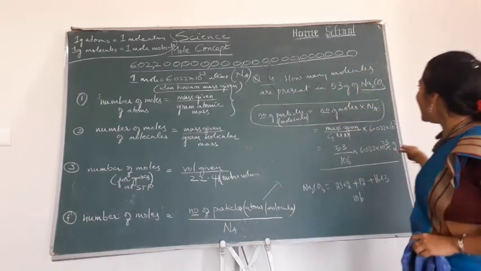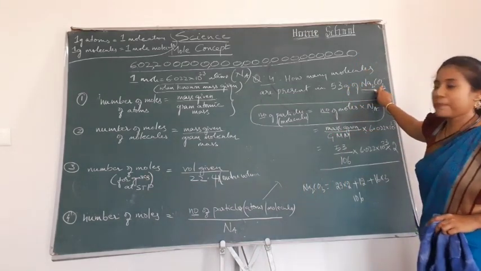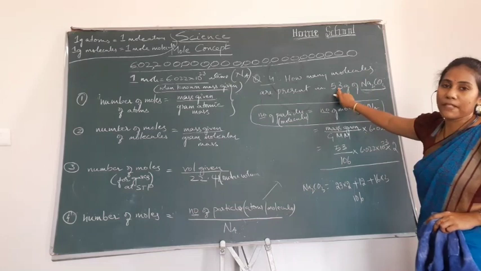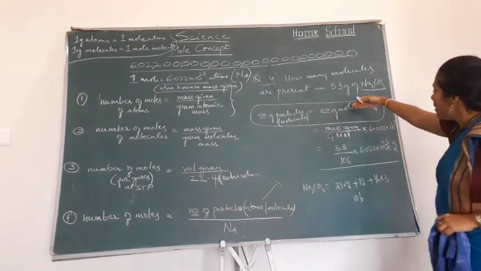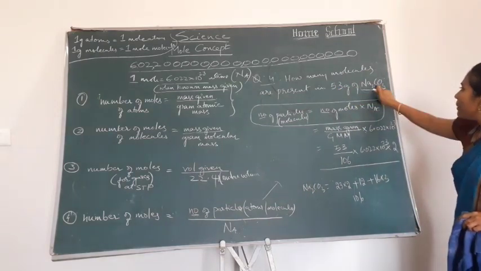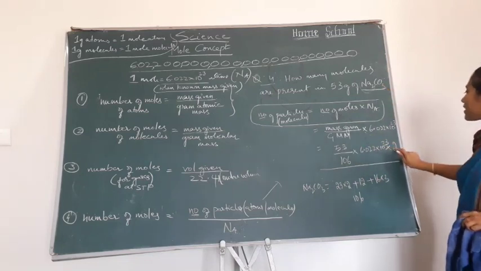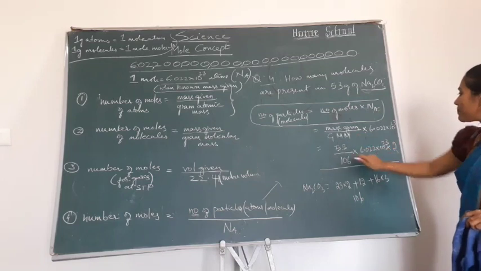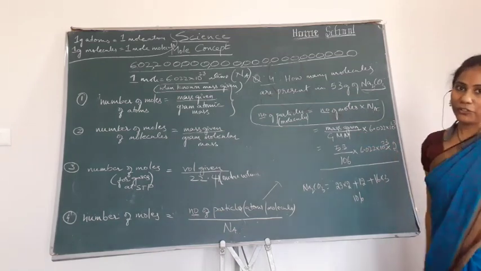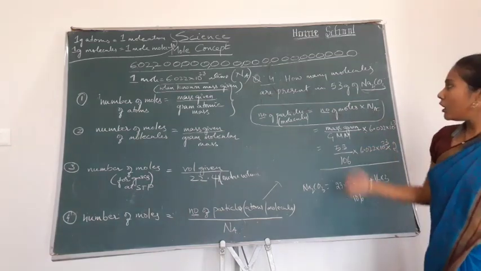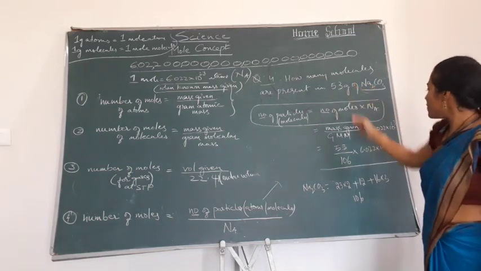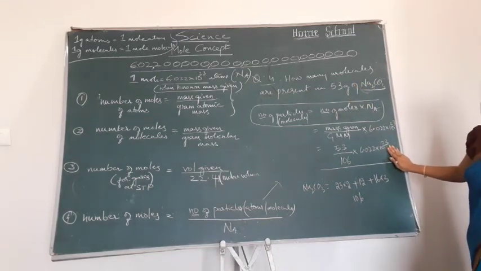And if they are asking the number of oxygen atoms present in this 53 grams of sodium carbonate, what will you do? Same thing. One molecule contains 3 oxygens, no? So these many molecules contain how many oxygens? So you have to multiply these many molecules by 3. Altogether, when they ask you the total number of molecules, till here this is your answer.